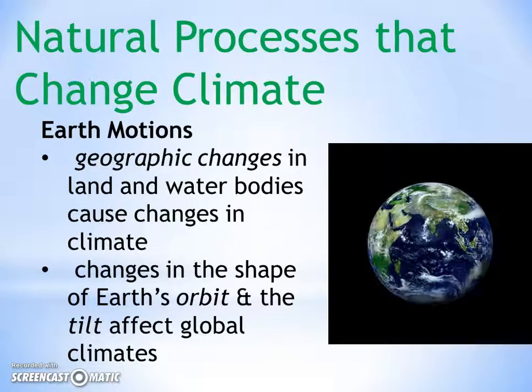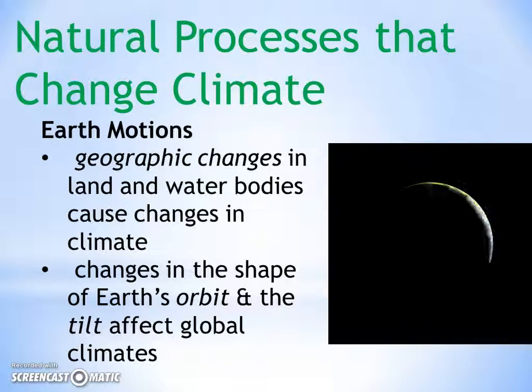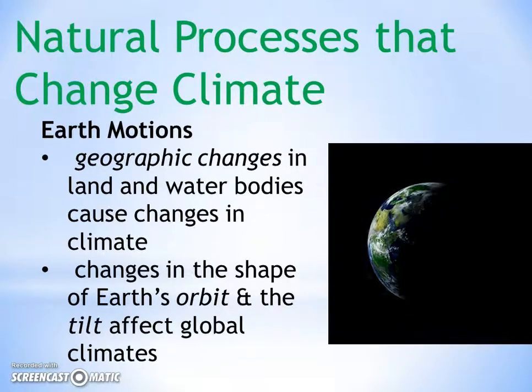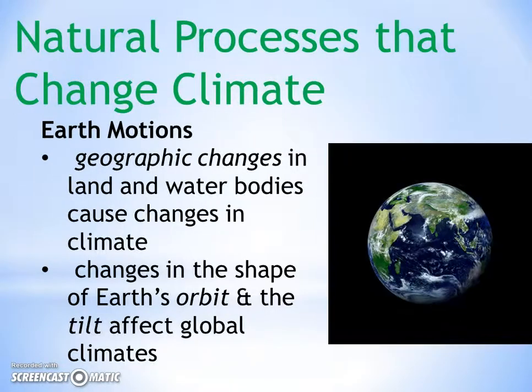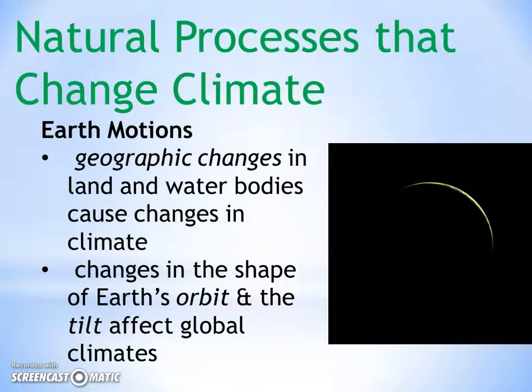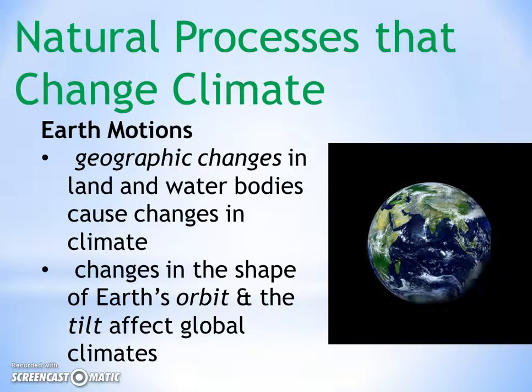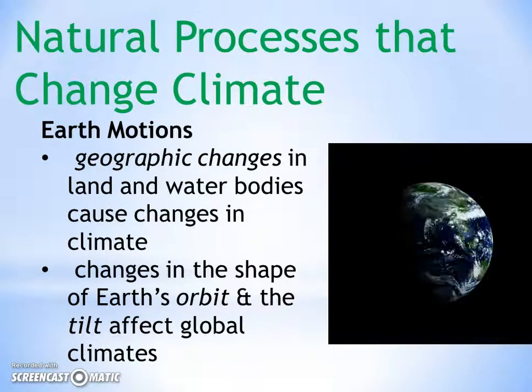Another natural process is the motion of the Earth. So you have geographic changes in land and water bodies. That's going to cause a climate change. And change in the shape of the Earth's orbit and the tilt. So the Earth is kind of on a wobble. It's not perfectly on its axis. So the change in that tilt is also going to affect climate.